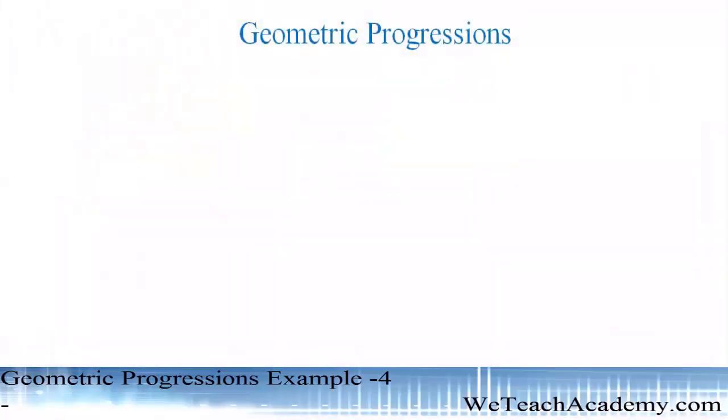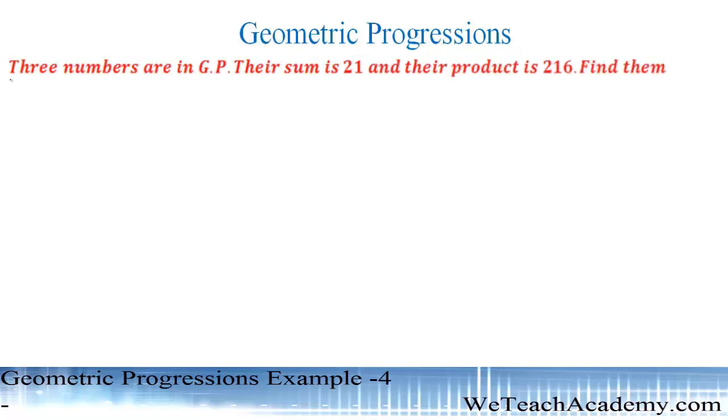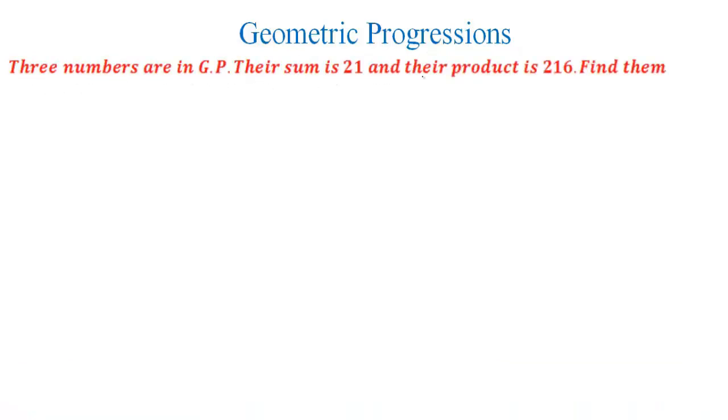Hello guys, this is Lena from British Academy, and today I am going to explain an example on geometric progression. Given that there are three numbers in geometric progression, their sum is 21 and product is 216. Then we have to find those three numbers in geometric progression.